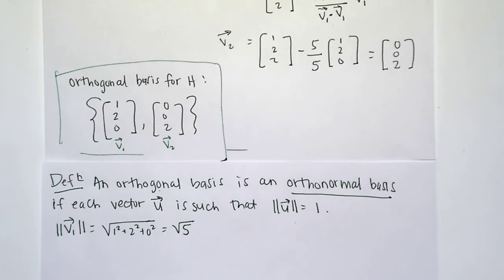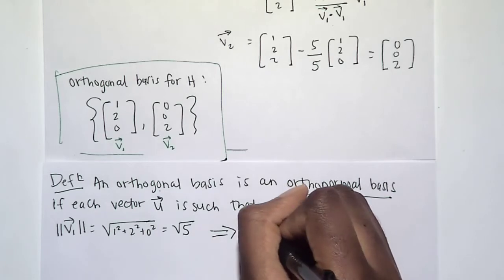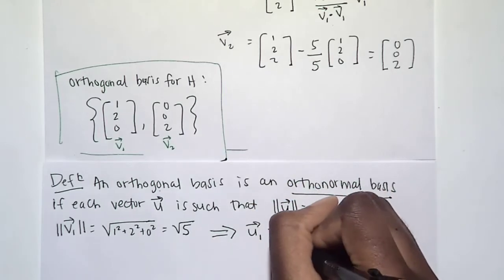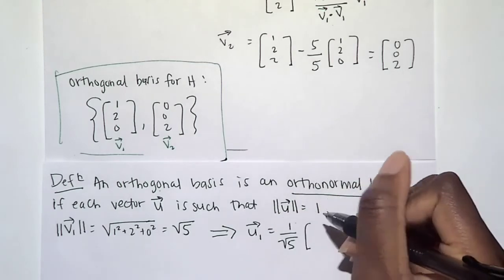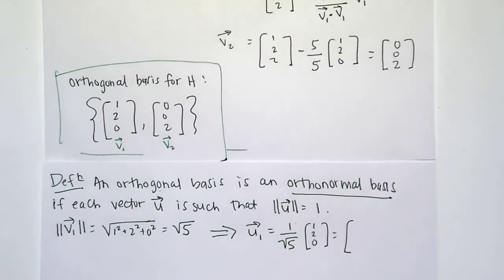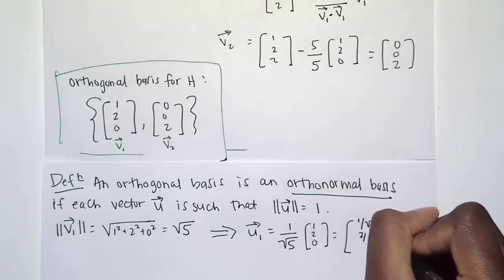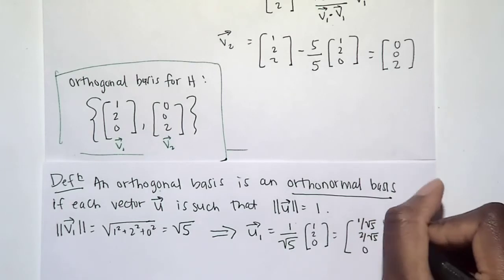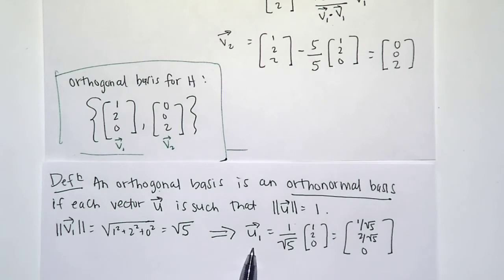But we know exactly how to turn something into a unit vector, right? I'm going to call it U1. We just divide by the norm and multiply by the original vector, 1, 2, 0. And so I get 1 over root 5, 2 over root 5, and 0. So this is the unit vector in the same direction as V1.